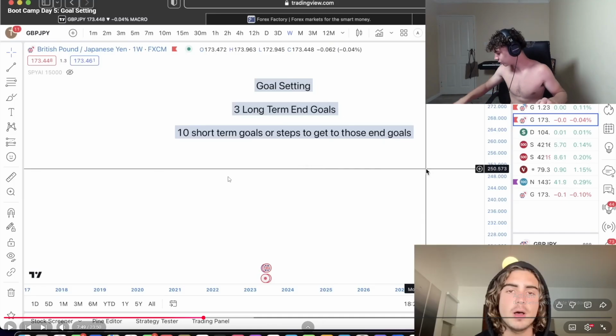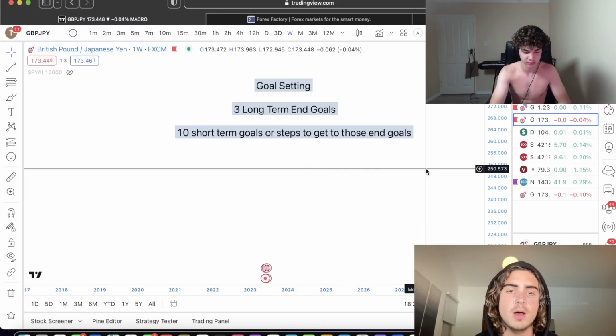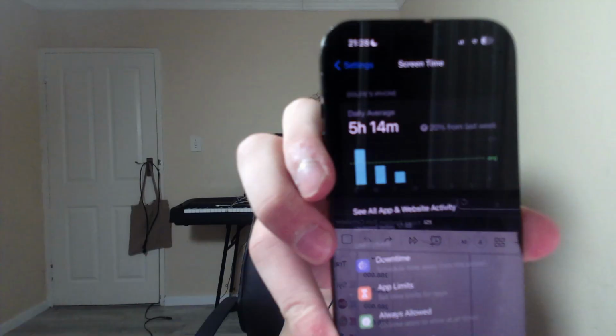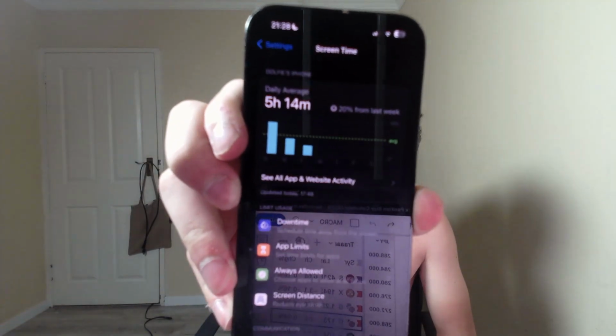Wait, with the cut down on the doom scroll, let's quickly get my screen time. Wait, how do I check this again? There we go, screen time. Average is 5 hours. I'm not doing too bad for the week though. It is up 20% from last week, but that's because I didn't have my phone for like 2 days, so that's kind of cheating.